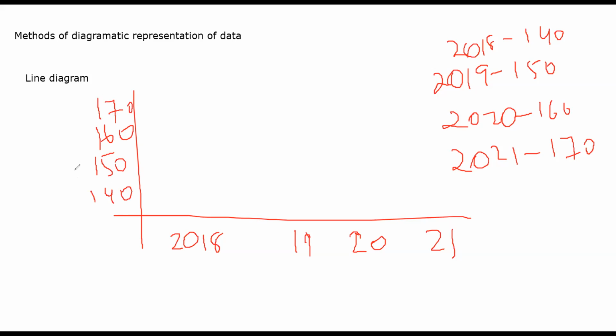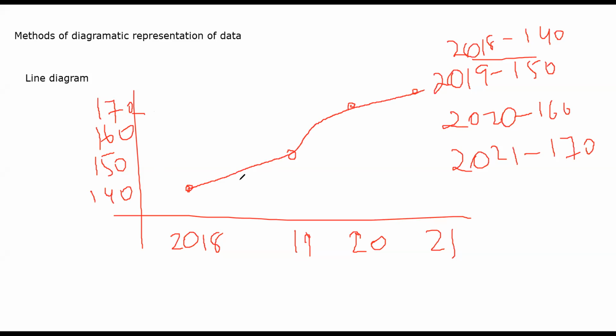So we know that in 2018 the population was 140, put a dot here, this will act as one marker. In 2019 it was 150, another marker. In 2020 it was 166, so this will be somewhere around here, right? A marker here. Then in 2021, 170 here. So you can see that through connecting these lines you'll be able to get a line graph, and you can also tell how much growth has occurred.